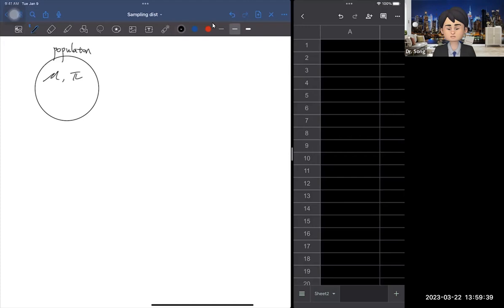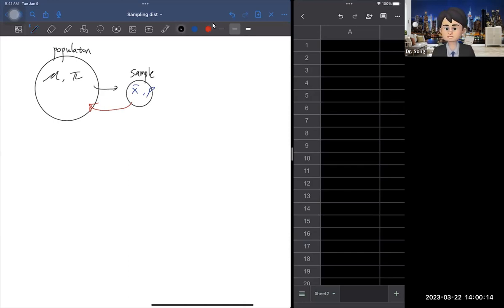But in many cases, we cannot have the population data. So instead, we get the sample and we calculate sample statistics such as sample mean X bar and sample proportion P, okay? And once you get the sample, you want to infer the population parameters because that's the goal. We want to know the population mean mu and the population proportion pi. But since we cannot get the population data, we get the sample instead. And from the sample, we calculate the sample mean X bar and the sample proportion P.